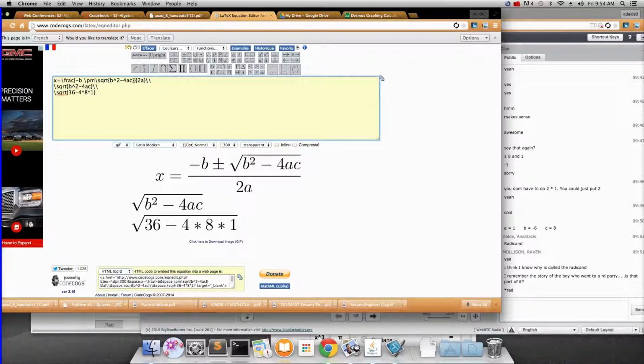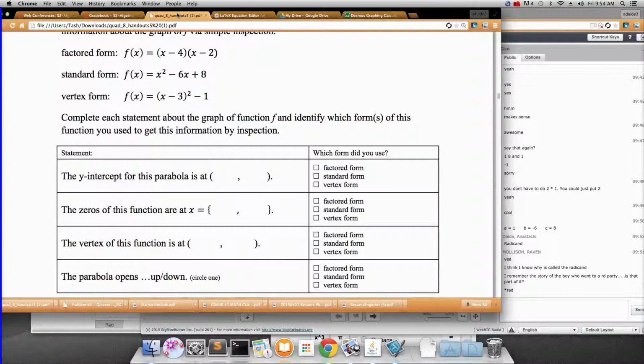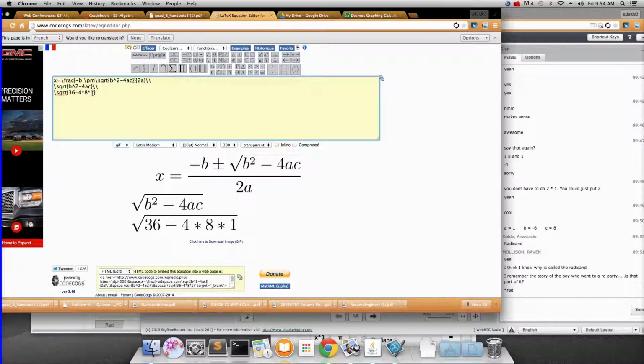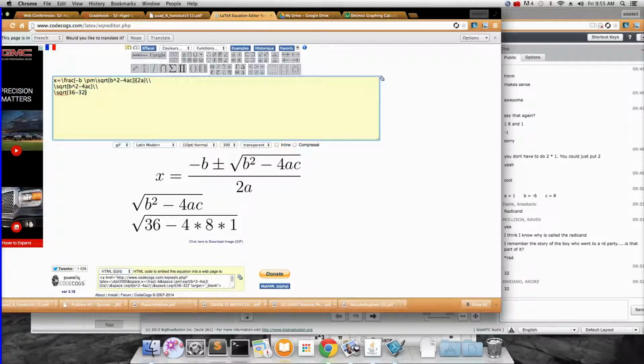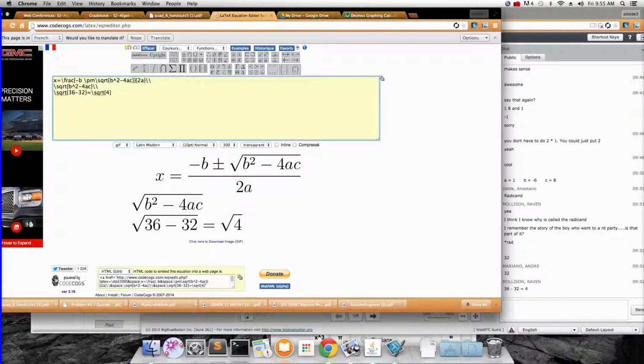Let me just double check. Yeah. What's 4 times 8? 32. Okay, all right, 32. So we're looking at the square root of 36 minus 32. Well, that's just the square root of 4, right? Which is equal to what? 2. Yeah, exactly.